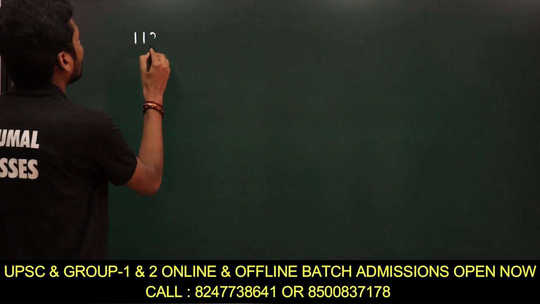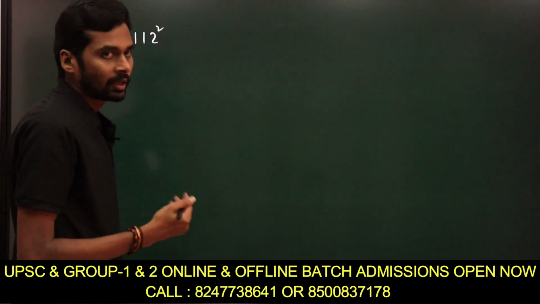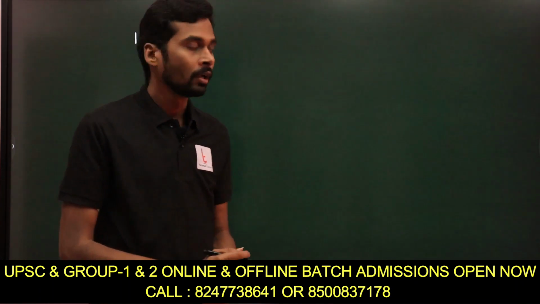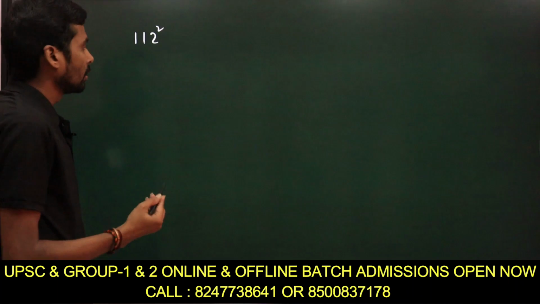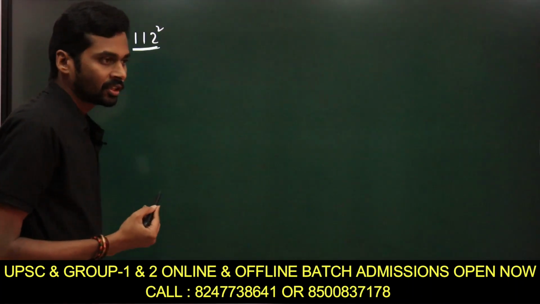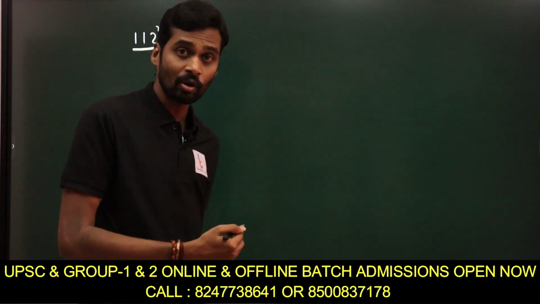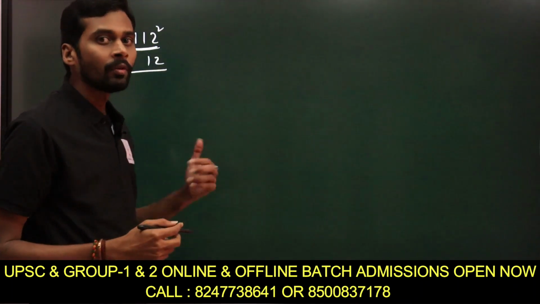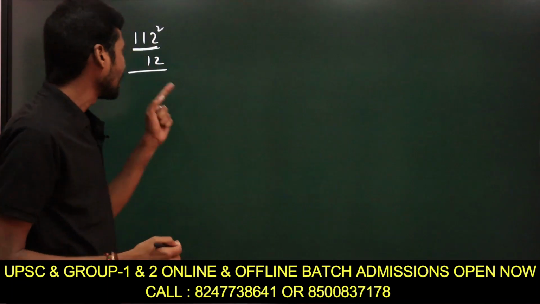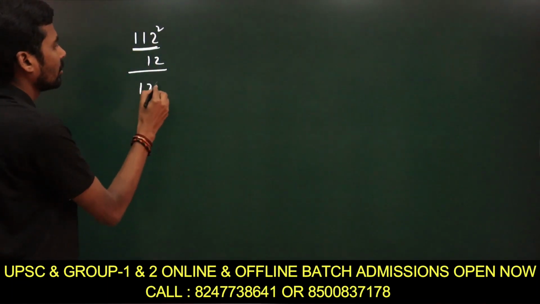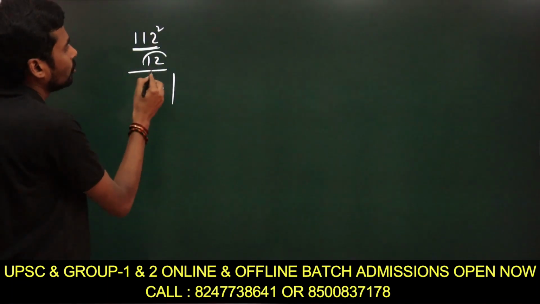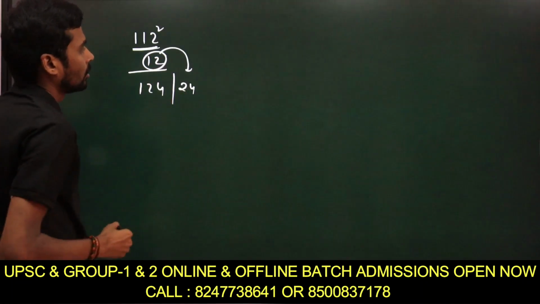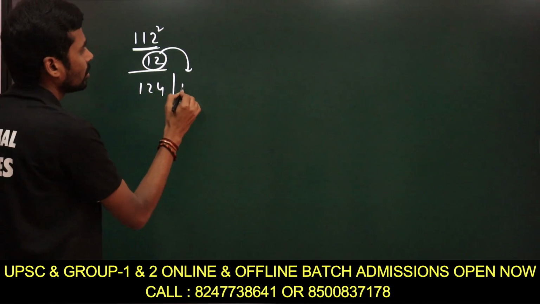Suppose I take 112 square. What is the final answer? So what is the square of the number 112? Okay, so what is the procedure? 112 is nearer to which number? 100. So I have to add 12, because 112 is 12 more than 100, right? So 112 plus 12 is what? 124. And then you have to square this 12. So what is 12 square? 12 square is 144.